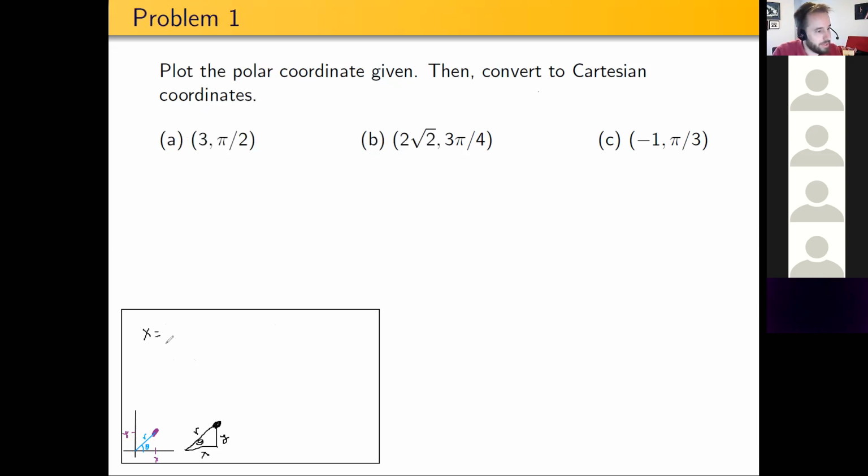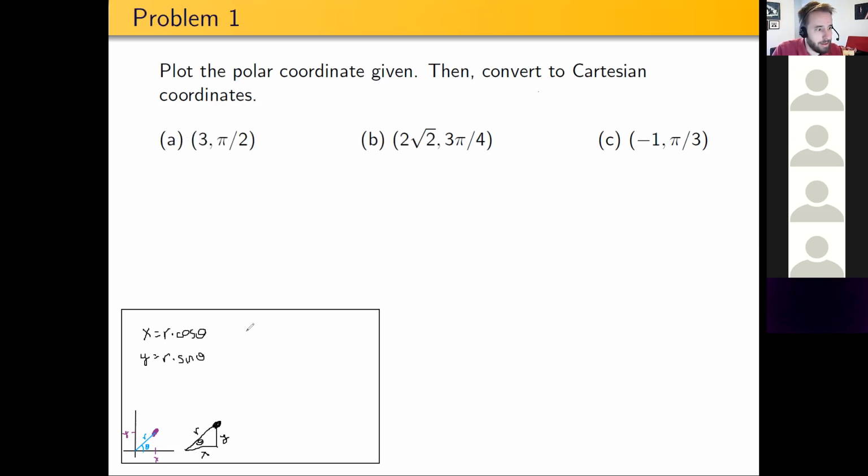right? Our x coordinate is just equal to r times the cosine of theta, right? And that's because we can think of that as SOHCAHTOA, right? So the cosine of theta will equal the adjacent side divided by the hypotenuse. So cosine of theta equals x divided by r, and so x equals r cosine theta. Similarly, we get y is equal to r sine theta.